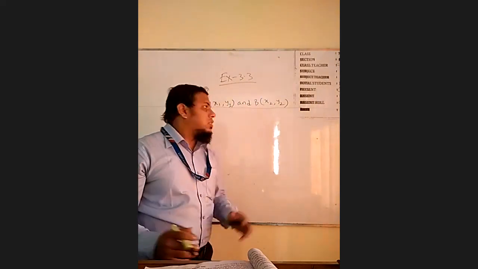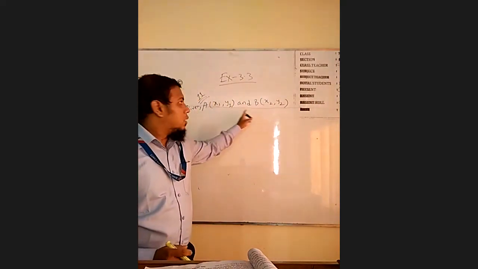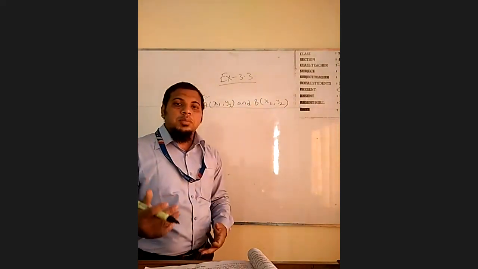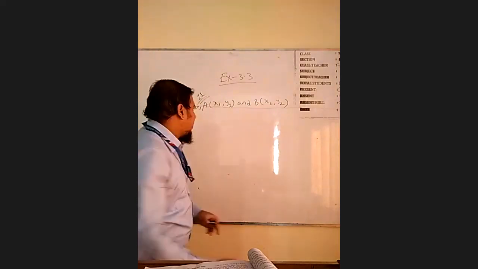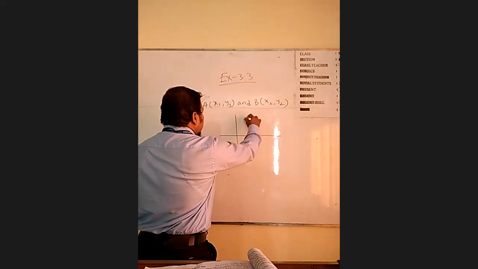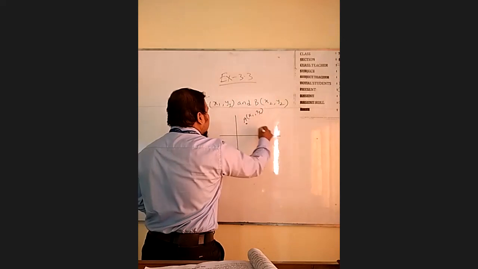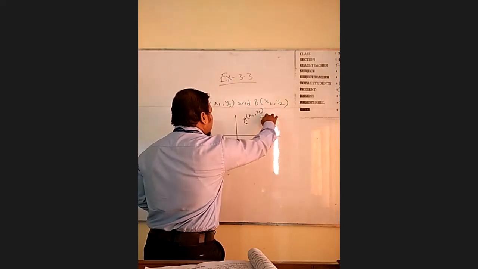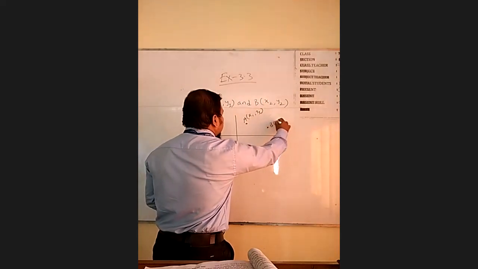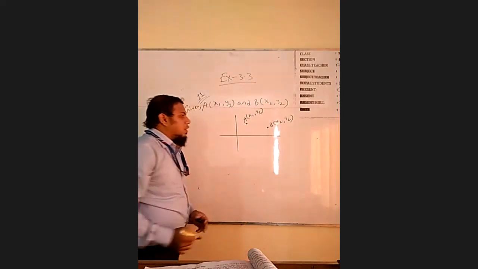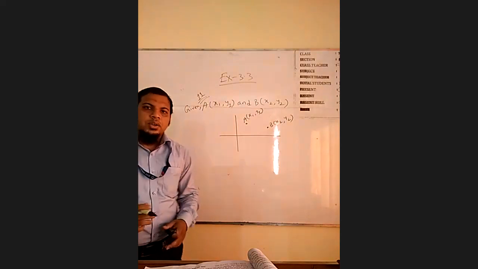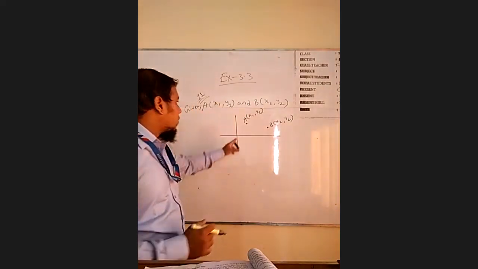So that means both are positive. Both ordinate and abscissa are positive. That means they belong to the first quadrant. A is x1, y1 and B is x2, y2. So these are two points, A and B.